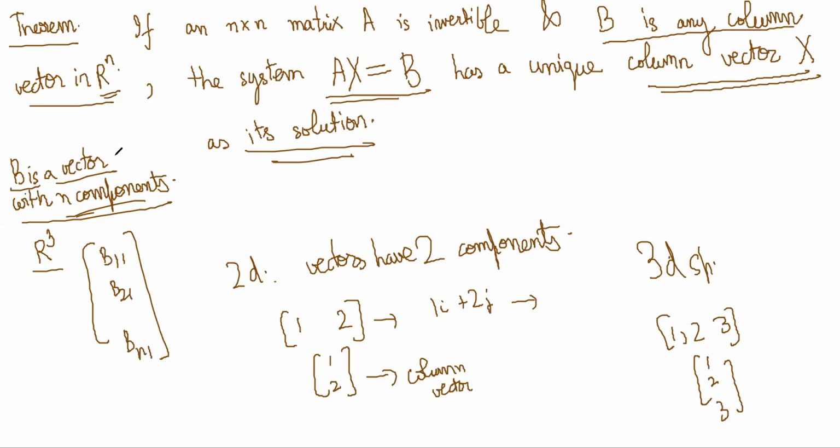So if my row array has 1 and 2, that means 1i plus 2j, no? If you are thinking of it as a row vector, then yes, 1i plus 2j. And if you are thinking of it as a column vector, 1i plus 2j.